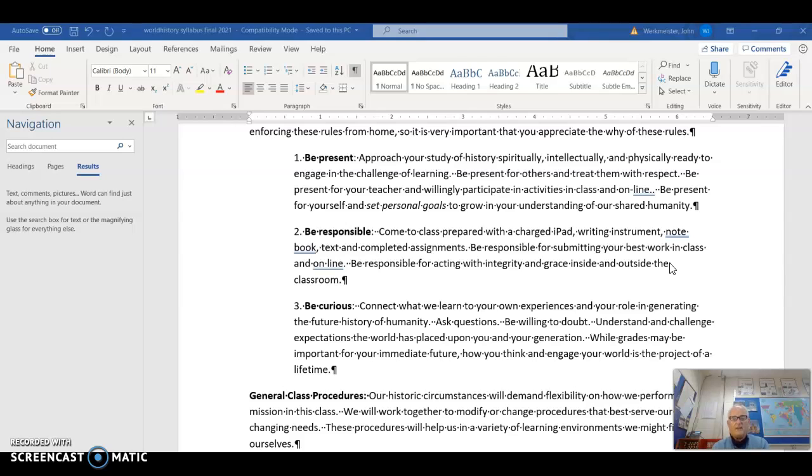You need to act with integrity and grace inside of class and outside of class. You need to be responsible for what you do. You need to be responsible for your behavior, your engagement. And the third part is to be curious.